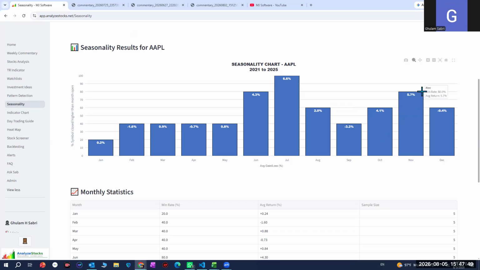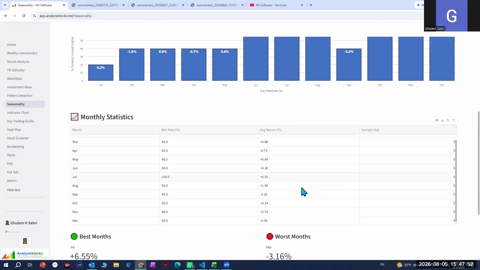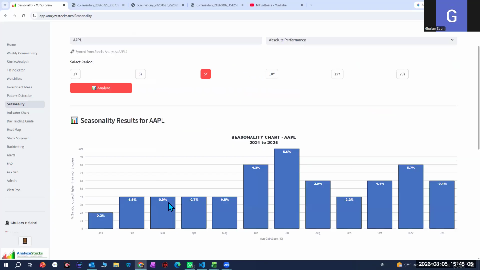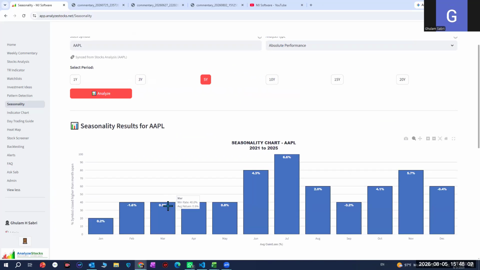Then October onward, the situation improves. October, November are better, but December is also a negative month. So if you just take a look here, which are the best 2 months? This is telling you the best months here. Win rate 100%, 6 point something, is July. The worst month is September. So this is also basically a secondary factor, not a primary factor. You cannot just make your decision on this because 1 year could be different from the rest of the 5 years or 10 years.